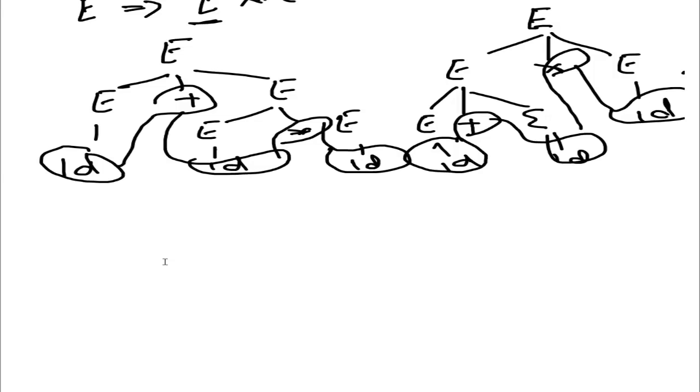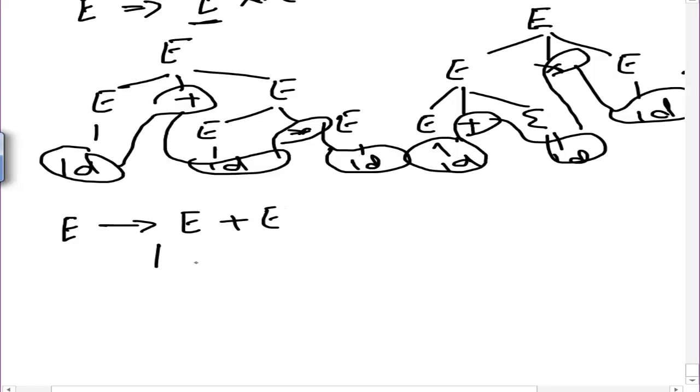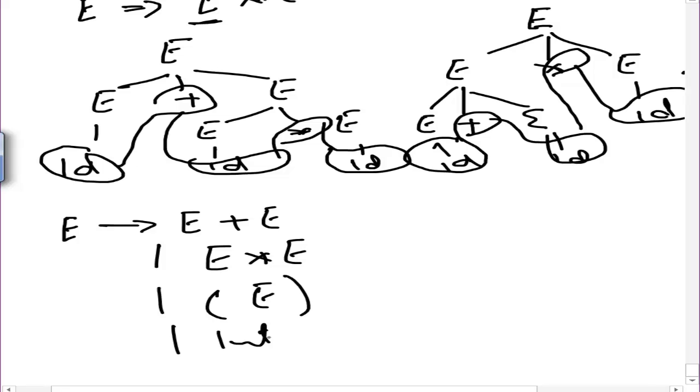Let's take another example, and let me write the grammar again. So the grammar is: expression E is either E plus E, or, in shortened form, E times E, or parenthesis E, or it is the int.